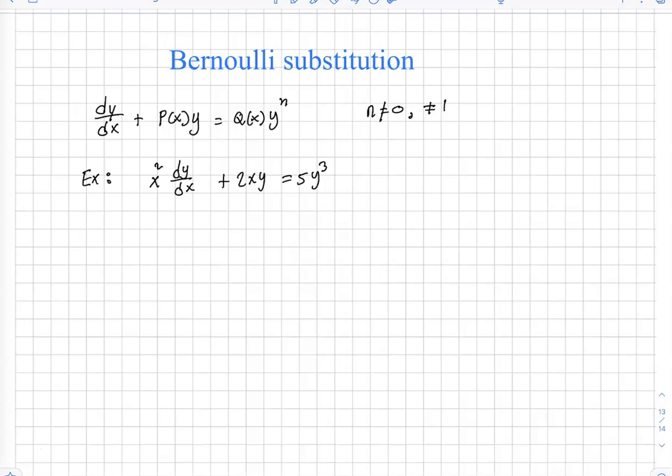For anything else other than 0 and 1, this equation has a derivative term, a linear term, and a non-linear term. The coefficient of the linear term is, of course, a function of x. The coefficient of the non-linear term is, of course, a function of x, and the non-linear term is just y to the power n. And here is an example, and you see that the example is a little bit different. So we can rewrite the example in the standard form.